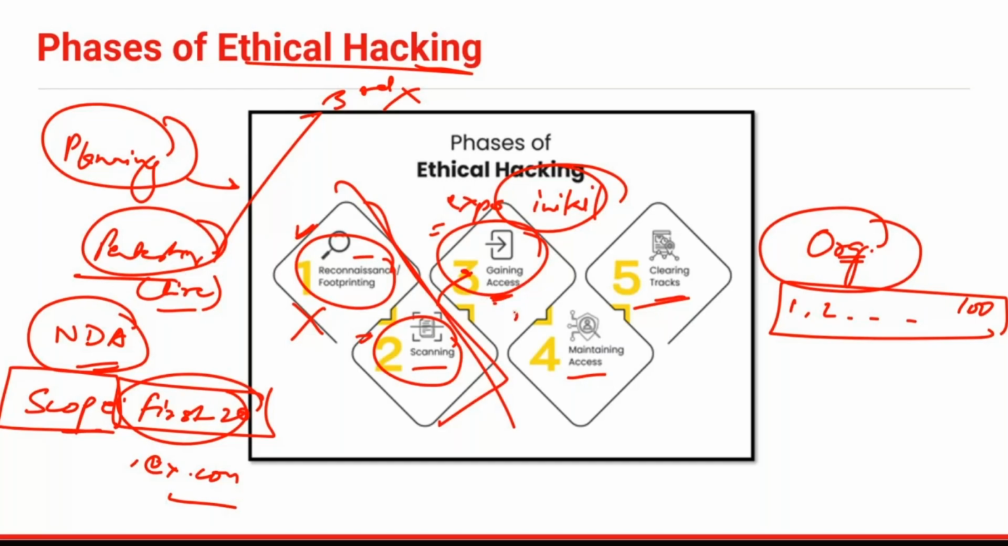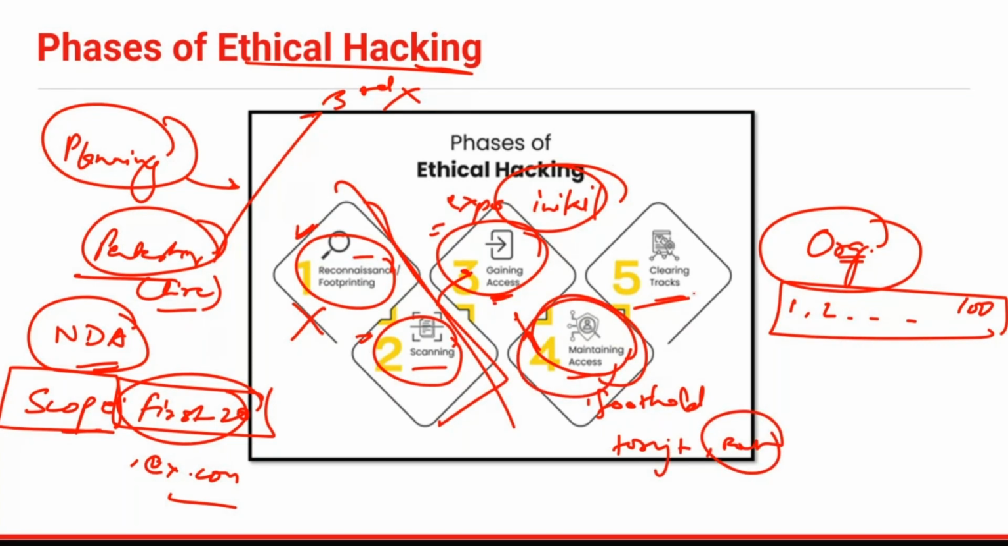The fourth phase is maintaining access, in which the attacker will try to gain some level of foothold on the system, maybe by deploying a particular Trojan or a particular rootkit, something like that. So that is maintaining access.